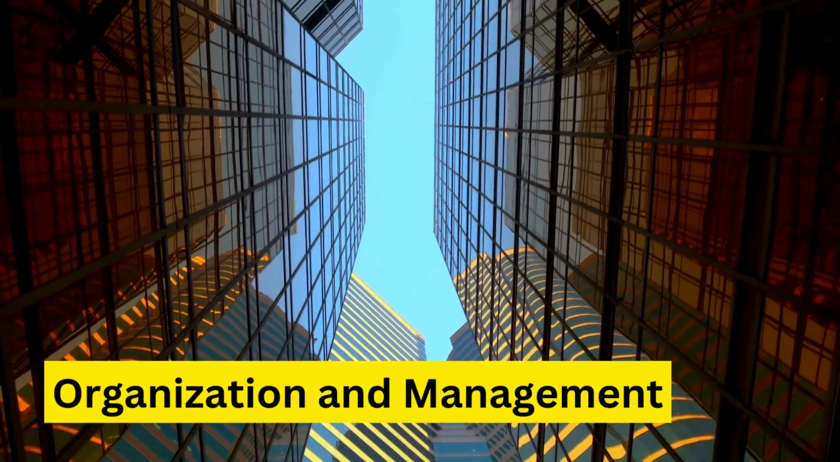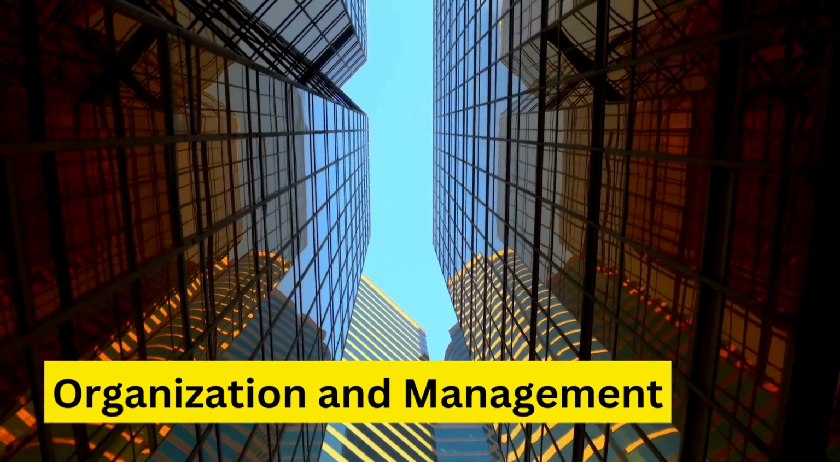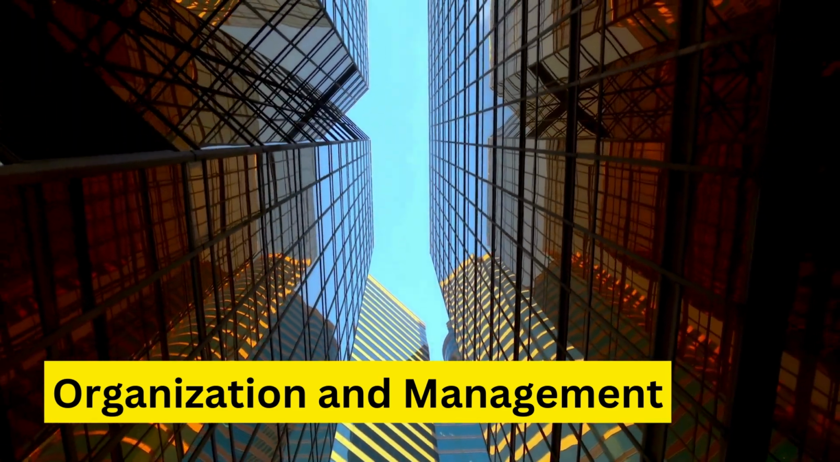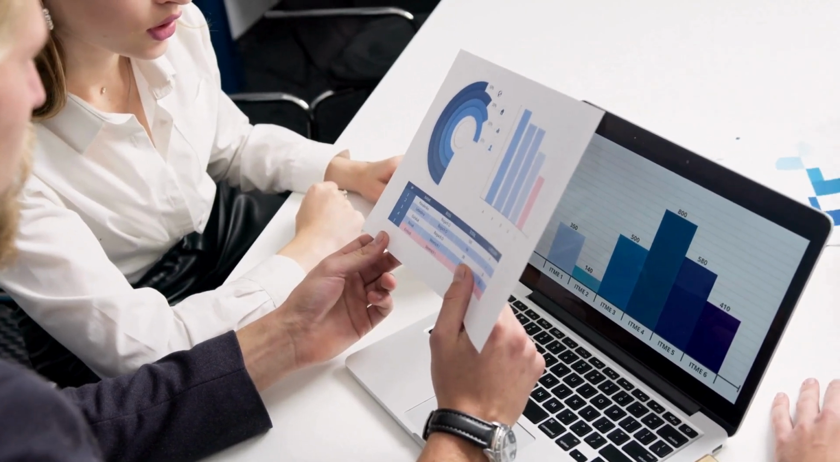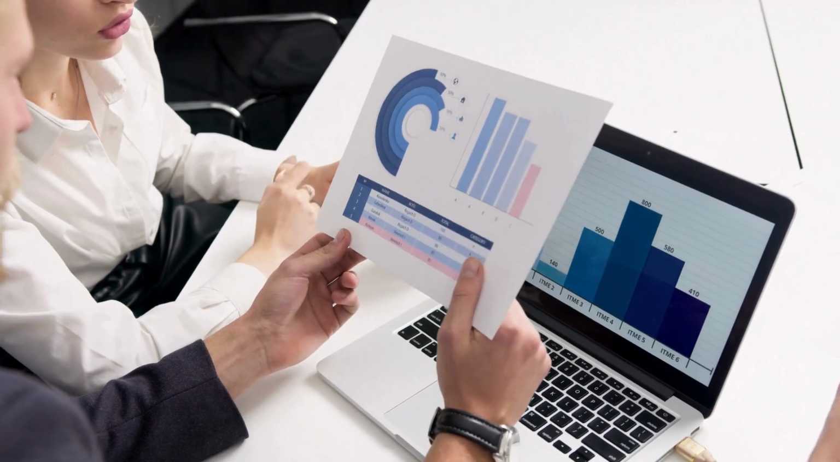Organization and management. This section describes the legal structure of your business and the people who will be running it. It's about demonstrating who's in charge and why they're qualified. Why is this section so important?